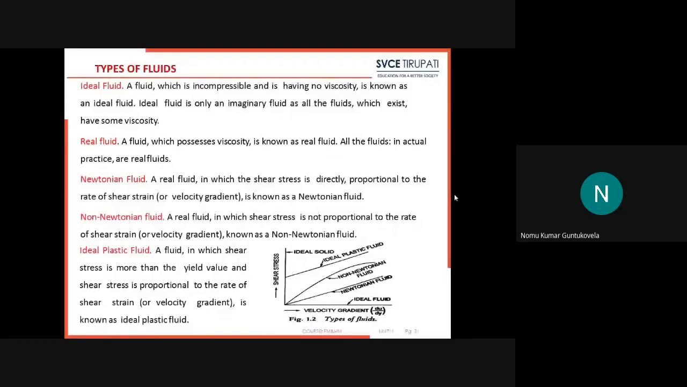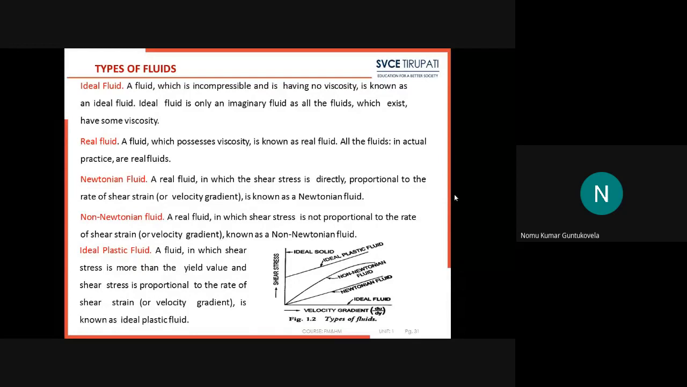If you go for the ideal fluid, an ideal fluid is a fluid which is incompressible and doesn't have any viscosity. Ideal fluids are also known as imaginary fluids. The best example for an ideal fluid is water. That is, zero or negligible viscosity.